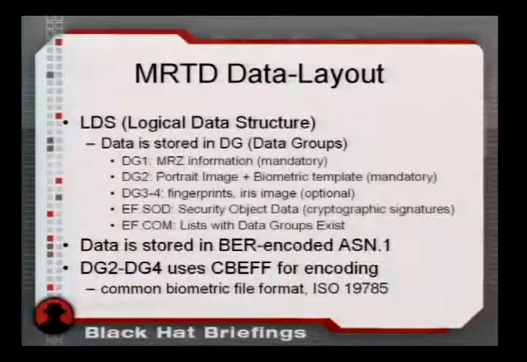The data is stored in DGs, or data groups, not files like anyone else would call them. We have data group 1. This data group 1 includes the MRZ information and is mandatory. We have data group 2. This is holding an image portrait and a biometric template. This is also mandatory right now. And we have optional data groups like DG3 and DG4 to hold additional fingerprints and iris images. We have the security object data, and we have the EF.COM. It lists which data groups exist.